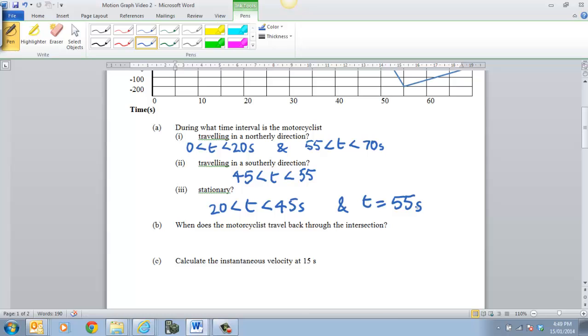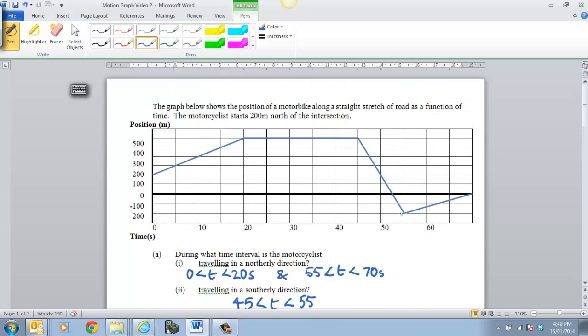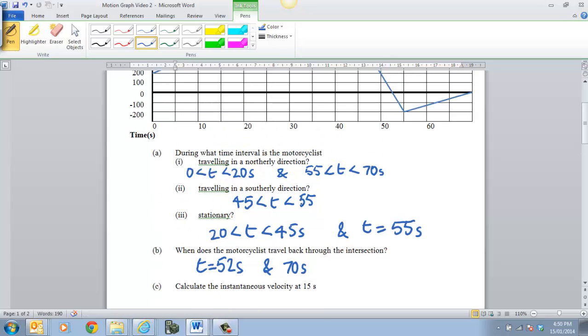So when does the motorcyclist travel back through the intersection? Well, it travels back through the intersection at this time here, which would be about 52 seconds, and then at 70 seconds. So you're just using the graph to read off the information. Right, calculate the instantaneous velocity at t equals 15 seconds.